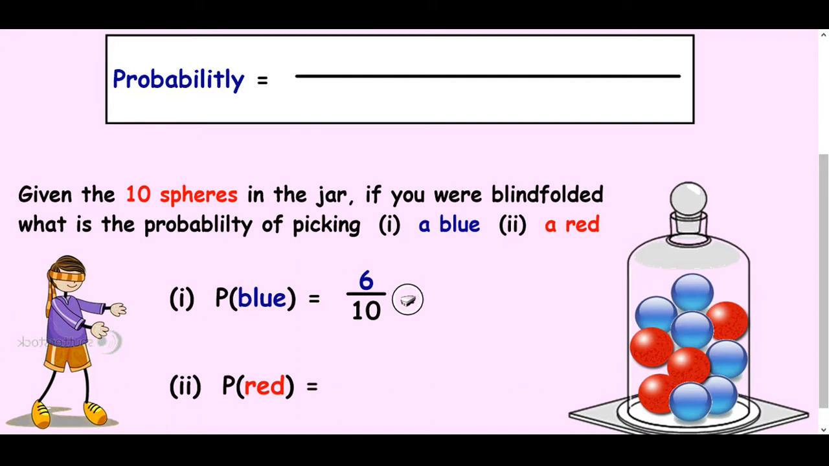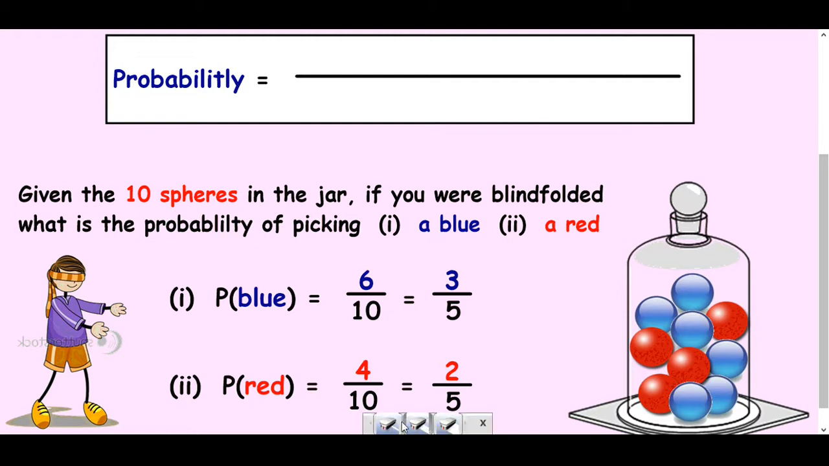So 6 out of 10, you could simplify that by dividing top and bottom by 2, and that would be 3 out of 5. Now, the probability of getting a red ball in this case, if you're blindfolded and you're trying to pick a random ball out, well, there's 4 red balls out of a total of 10 altogether. So your chances are 4 out of 10. And again, you can halve the top and the bottom and simplify that fraction to 2 over 5.